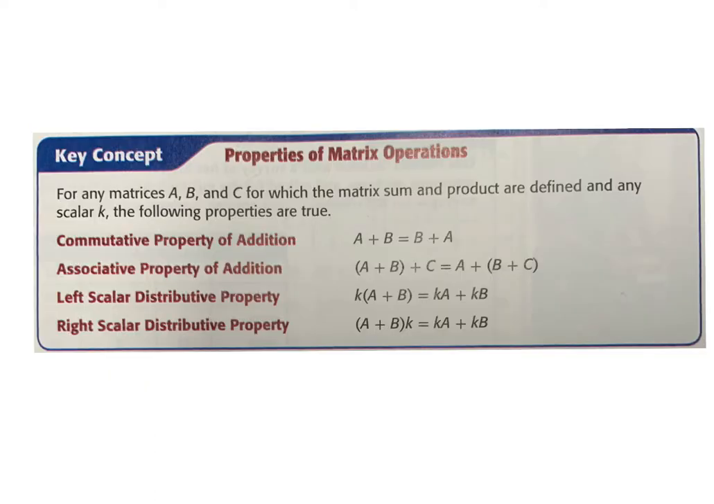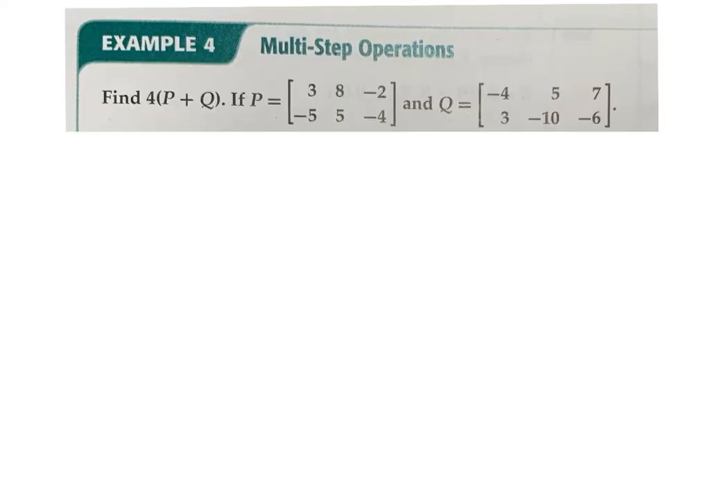So for any matrices, these hold true. Commutative property, you can add, subtract in any order. It does not matter. Associative property, because it's all addition, you can group them however you want. Scalar multiplication, it doesn't matter which side of the matrix the number is on. It is multiplication. You can do it either direction. You can also do equations with matrices.